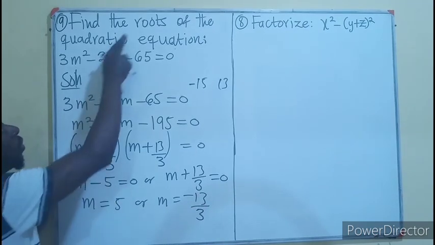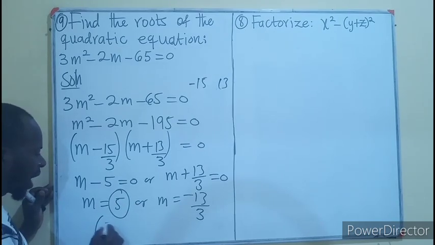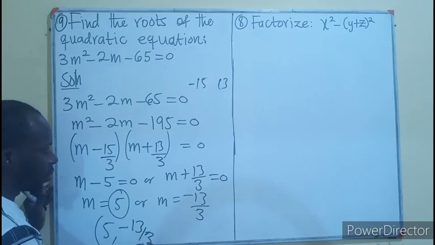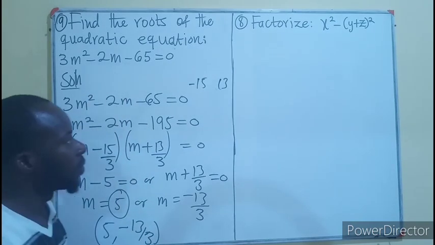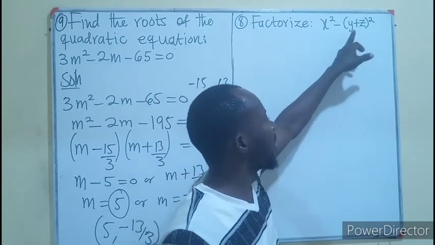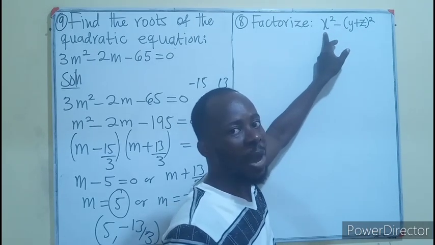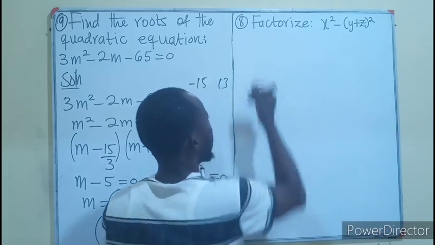So the roots of the equation are 5 or negative 13 over 3. So this becomes the root of this quadratic equation. Now, if you are to factorize this, we can see that it is a bracket squared minus x squared. So we take this as a difference of two squares.